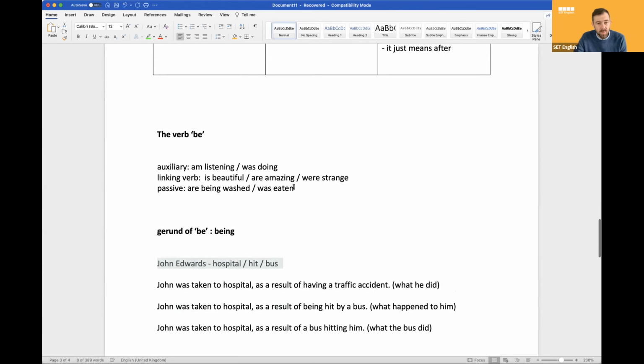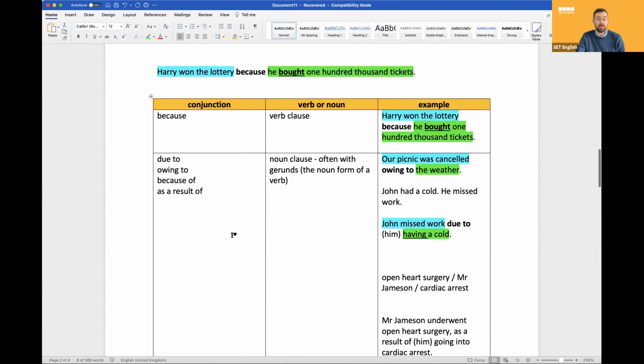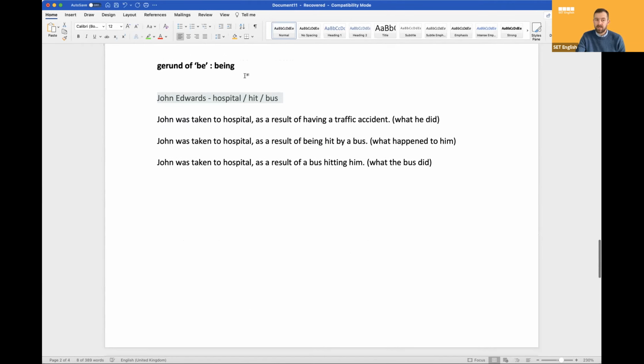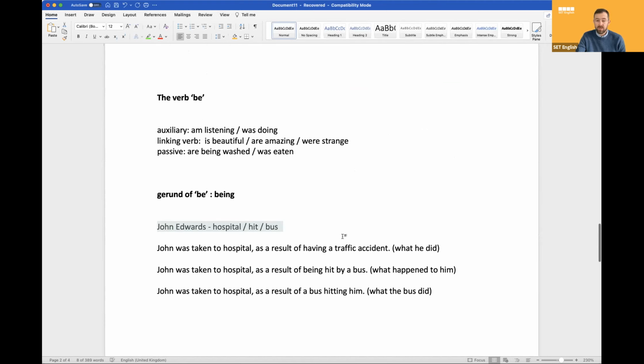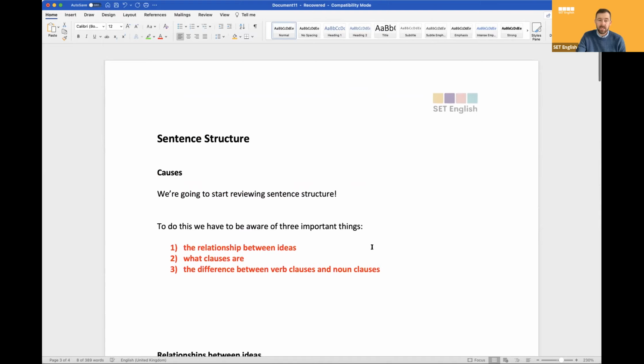Okay, so what we'll do this week is tomorrow morning, we'll do a quick review on causes. We'll review this gerund thing again, and we'll bring in results. Okay, it's going to be a really useful week, guys.